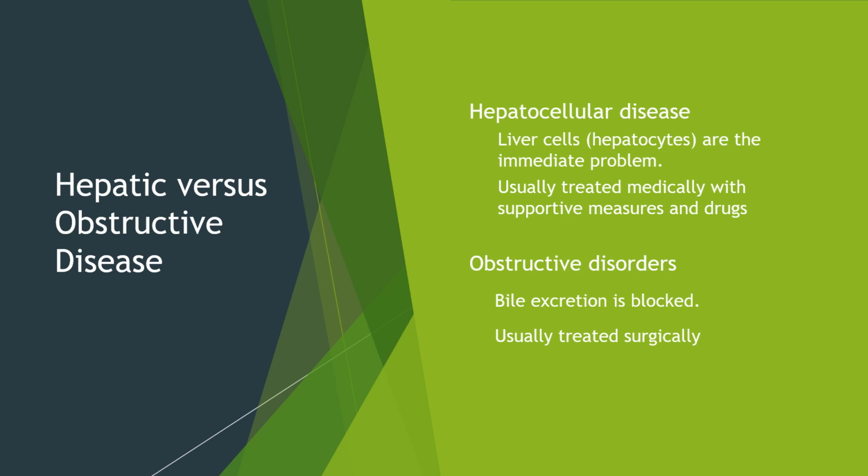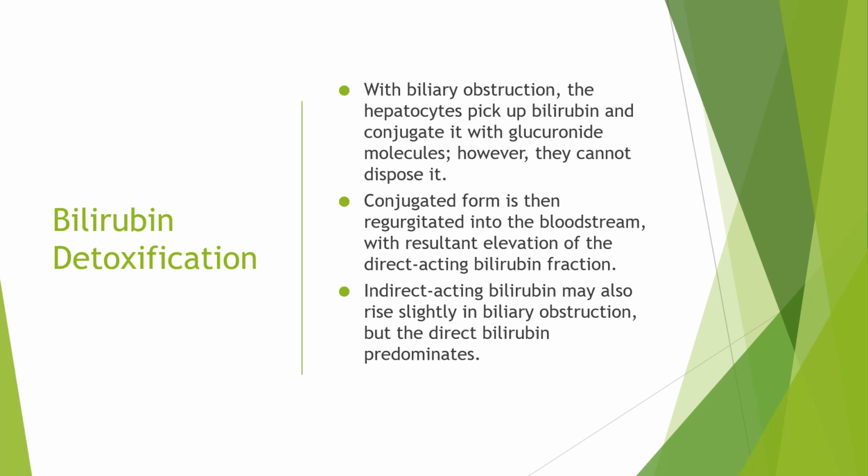when something becomes blocked. Most often it's going to be bile excretion that is being blocked, and usually we have to treat that surgically rather than with supportive measures. So when we're talking about biliary obstruction, what's happening is the hepatocytes pick up the bilirubin, conjugate it with those glucuronide molecules, but they can't dispose of it because something is blocking the system. So then the conjugated form gets regurgitated into the bloodstream, and that results in an elevation of the direct acting bilirubin.